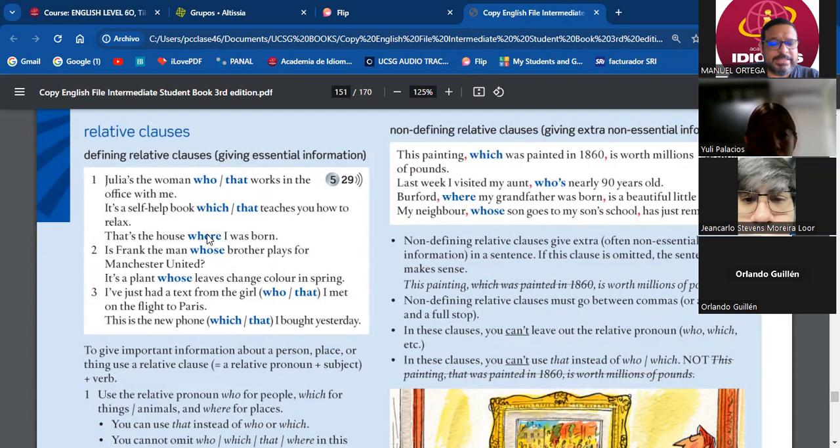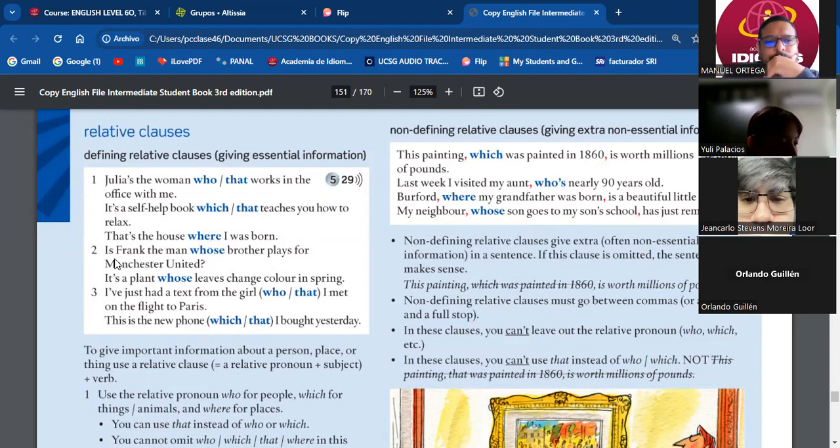Take a look at the sentence. You use where when you want to talk about a place. A book is a thing, but when you talk about a place, you're going to use where. That's the house where I was born. So remember, who for people, which for things, where for places.